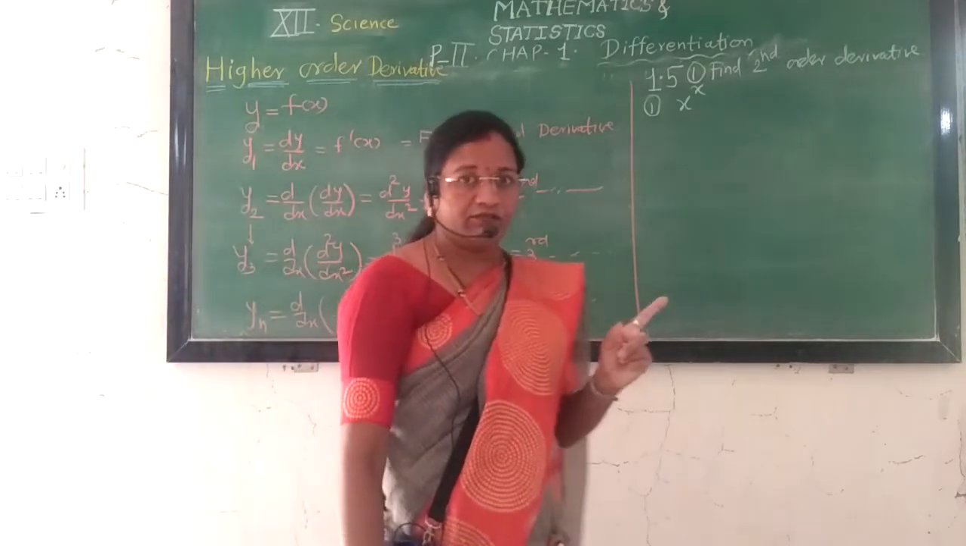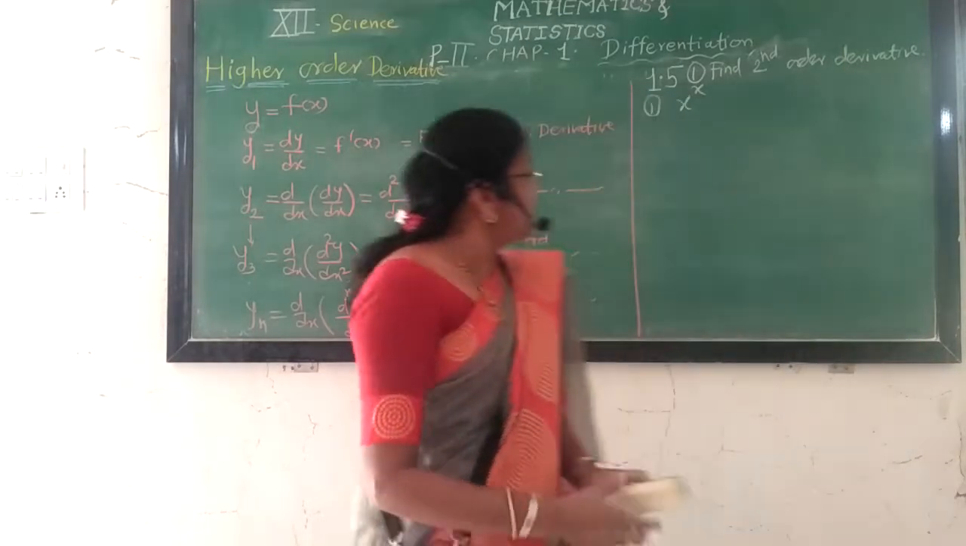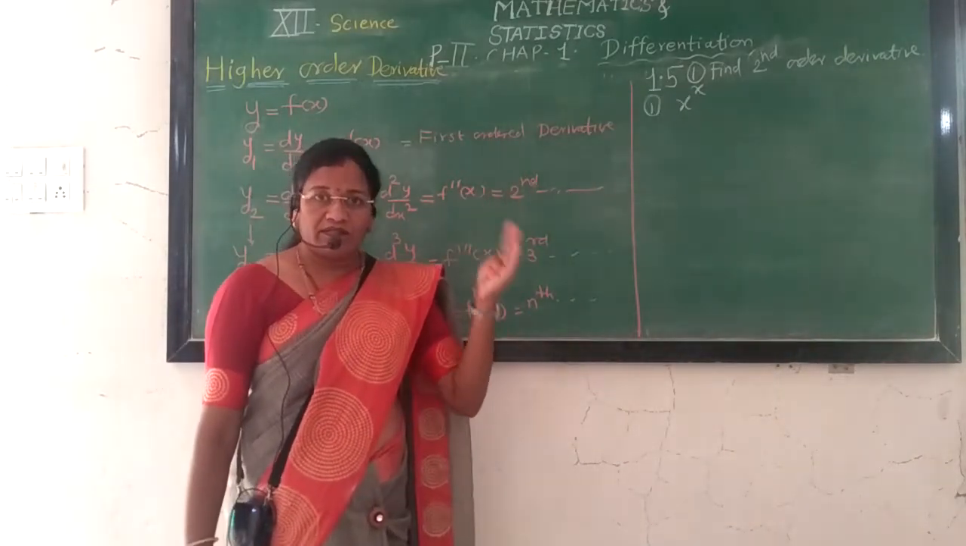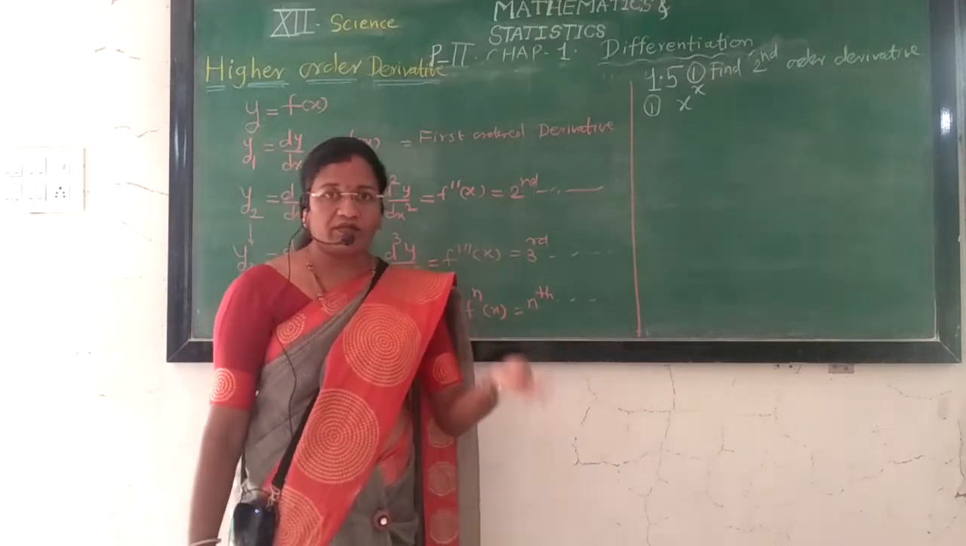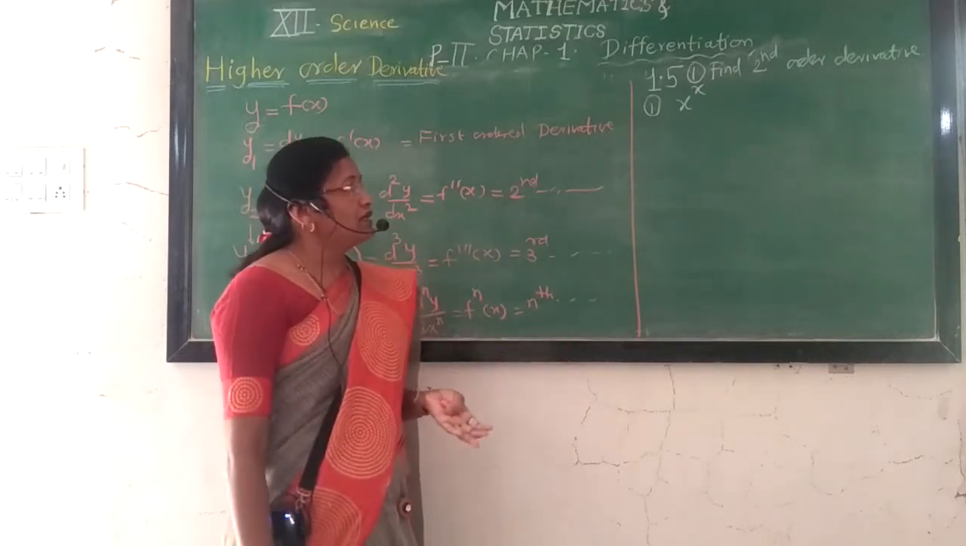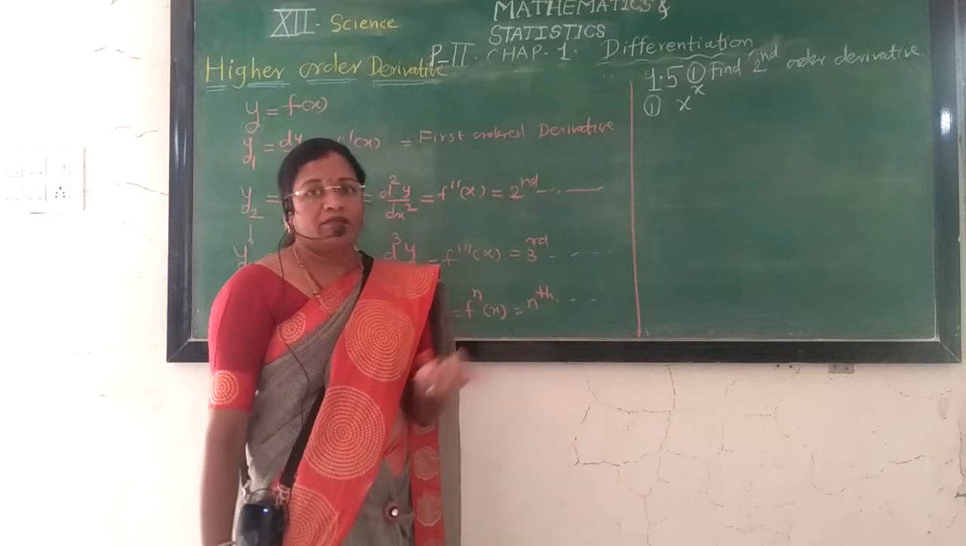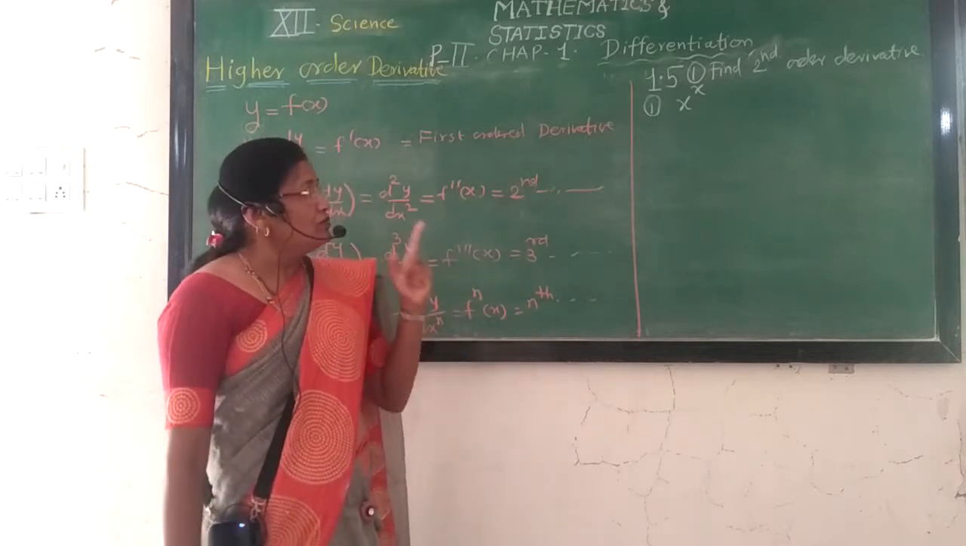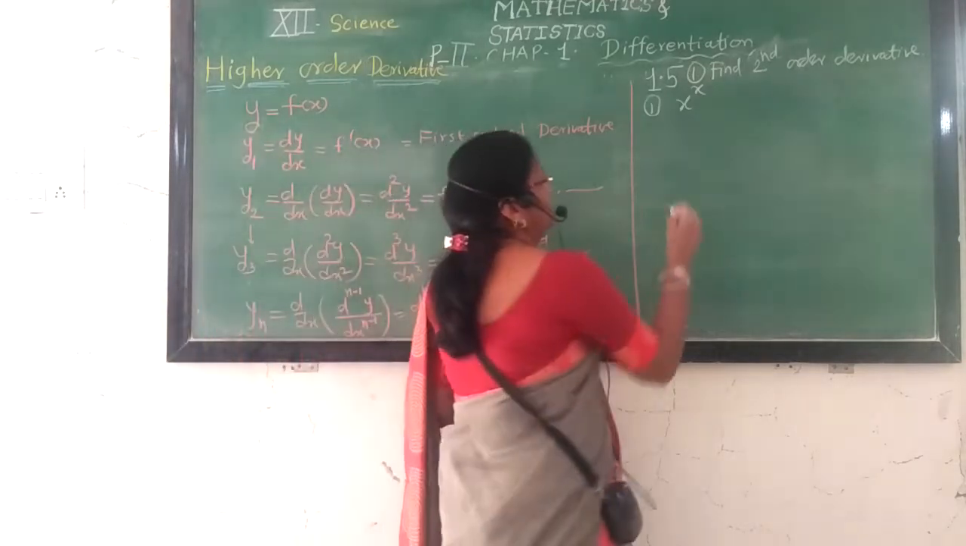At this stage, we decide whether the function is a composite function, an implicit function, an inverse function, a simple trigonometric function, or a parametric function. You can decide which type of function it is. So here it is given that x raised to x.